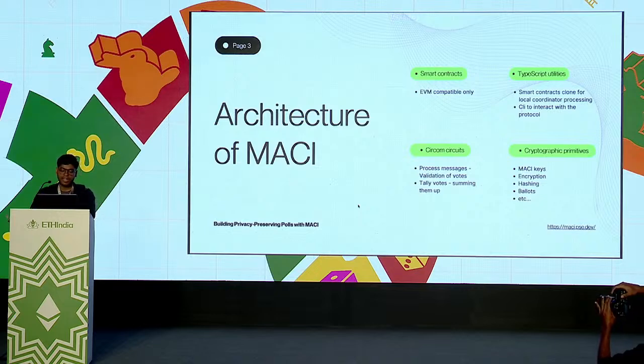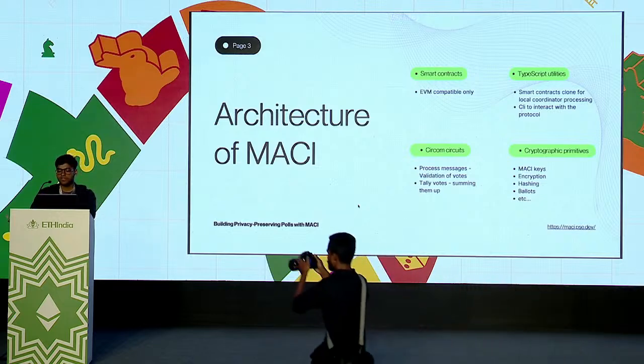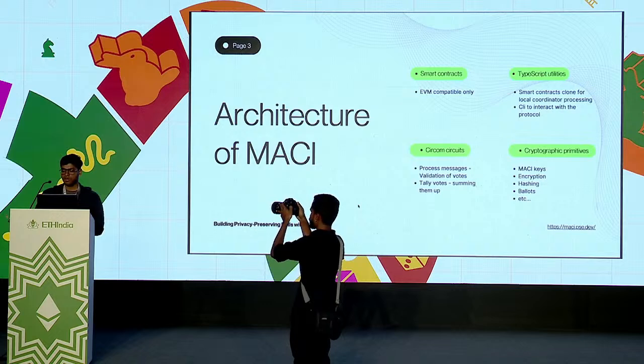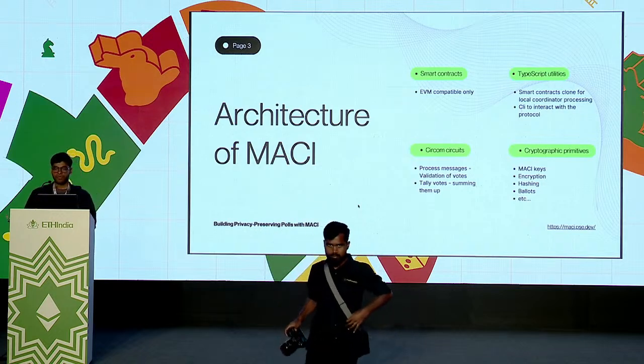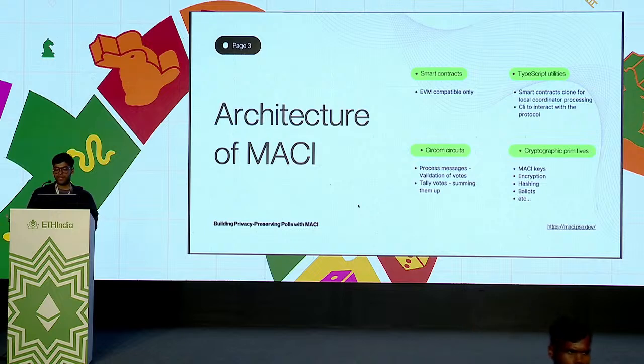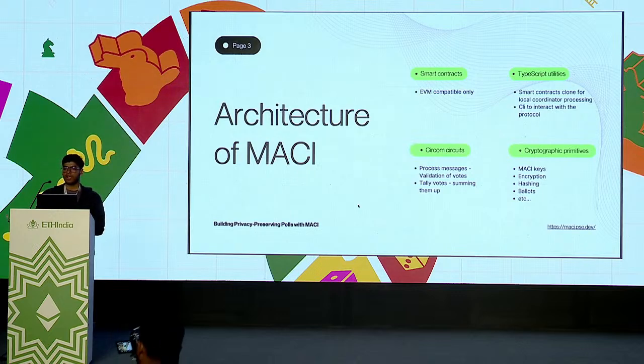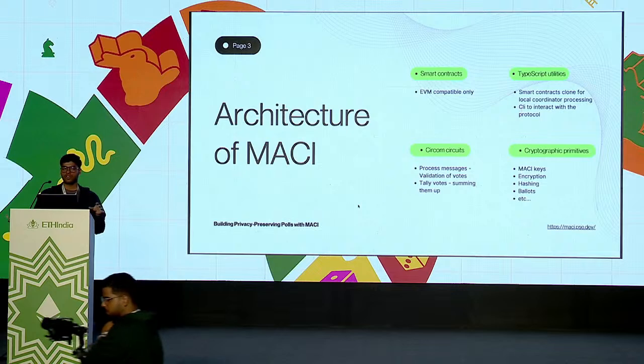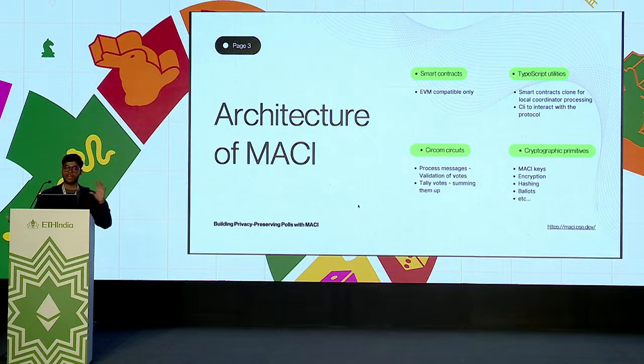Going through the architecture of Macy, Macy consists of a lot of EVM compatible smart contracts and a couple of Circom circuits. One of the circuits is for processing the messages, so processing votes and verifying the validity of the votes. The other Circom circuit is for tallying the votes. It validates the calculation of the summing of the votes. And then there are a couple of TypeScript utilities. One of them is the CLI to interact with the smart contracts and the Circom circuits. Another is a smart contract clone written in TypeScript so that the coordinator can create the whole state of the smart contract on his local computer.